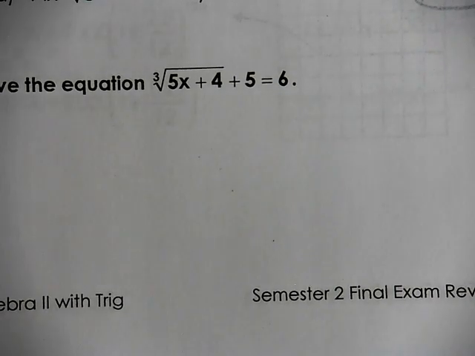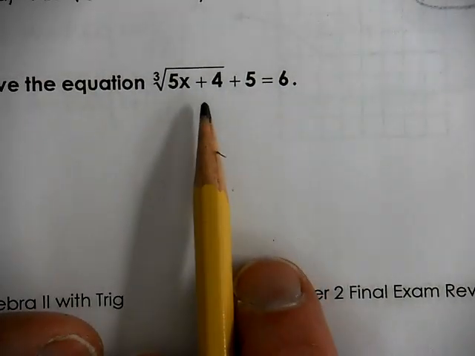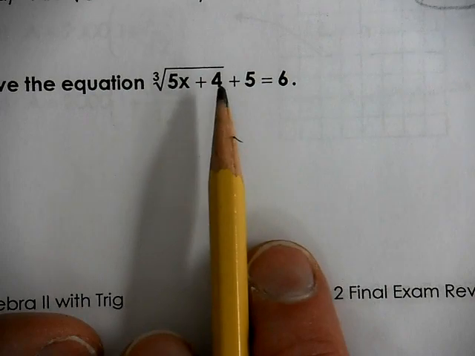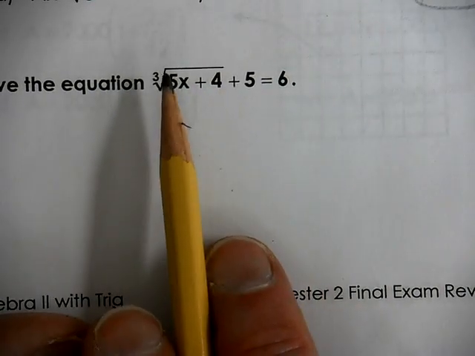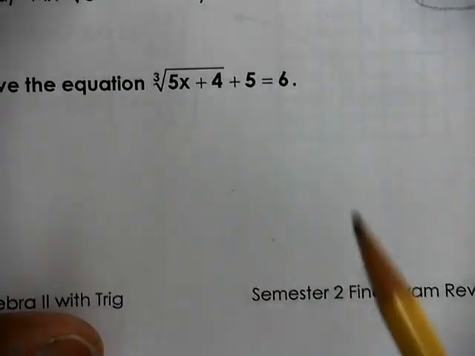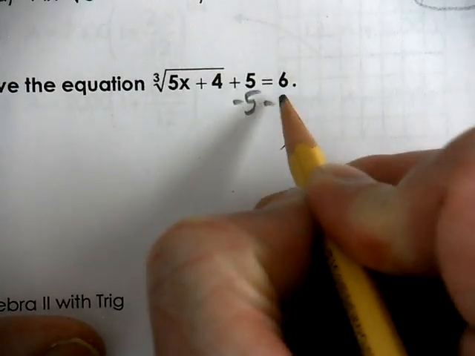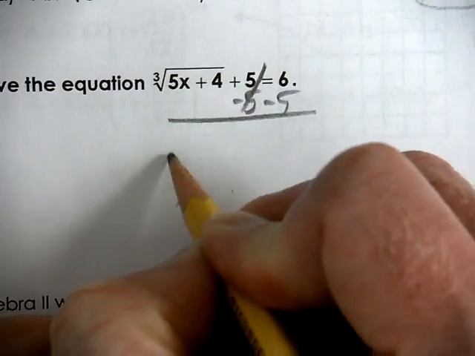Here we're solving. So you have to think about what can you do first here. Do we take the 4 and the 5 and make 9? No, because this isn't really a 4. This is inside of a cubed root. So just like a normal algebra problem, you'd have to bring it across.